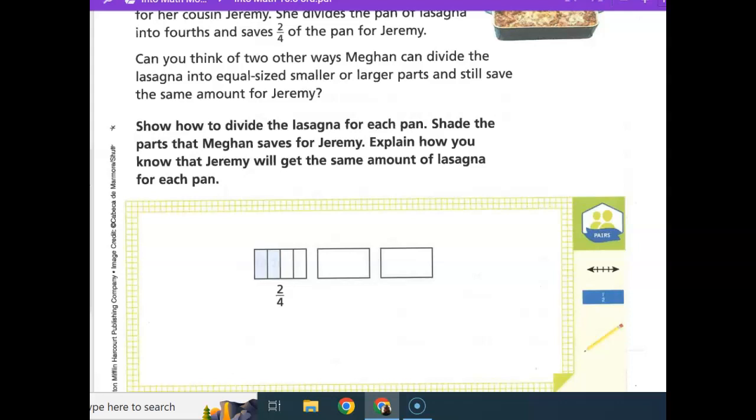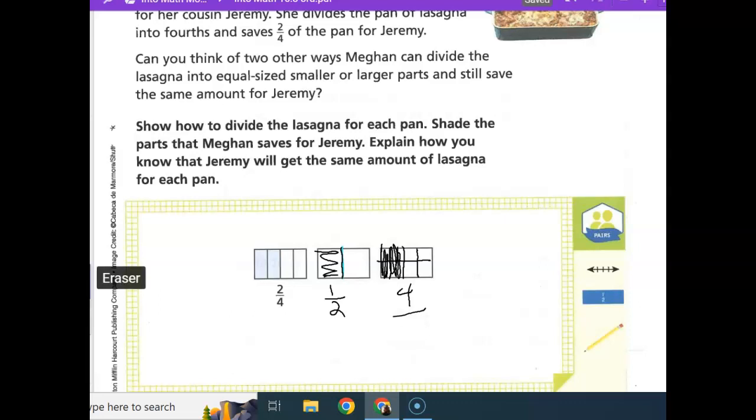Now, when I look at that, I recognize that 2/4 is half of the pan. So if I wanted to make a larger one, I would divide my pan in half, and I would shade 1/2 of it. So this one is 1/2. Now, if I wanted to go smaller, I could divide my pan into the fourths, and then I could cut it in half so I had 8. And I would still need to shade 2 whole long vertical sections, and that would be 4/8.